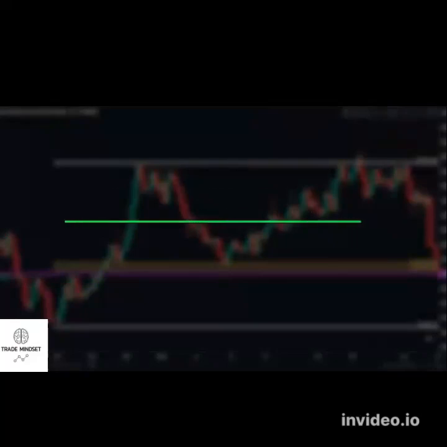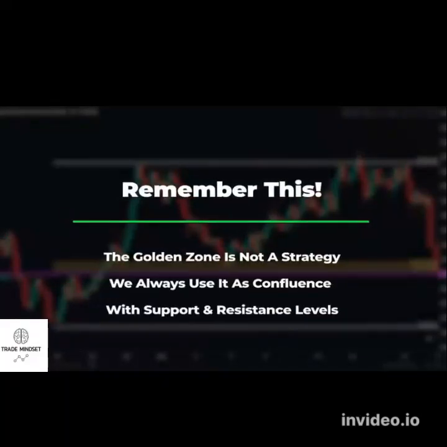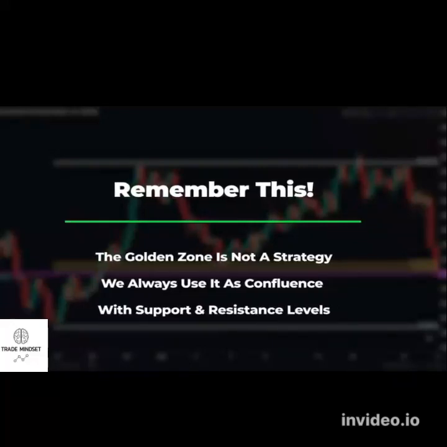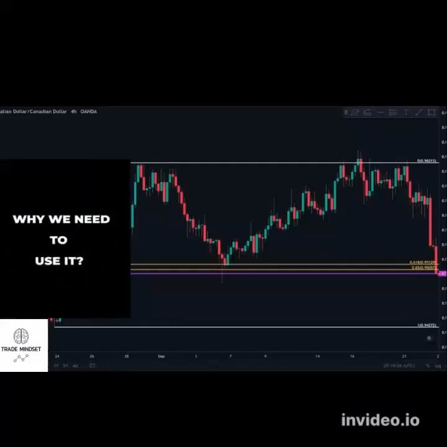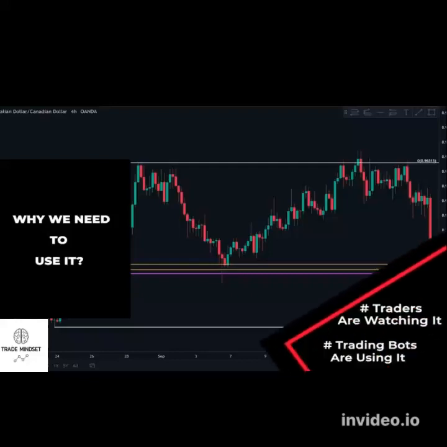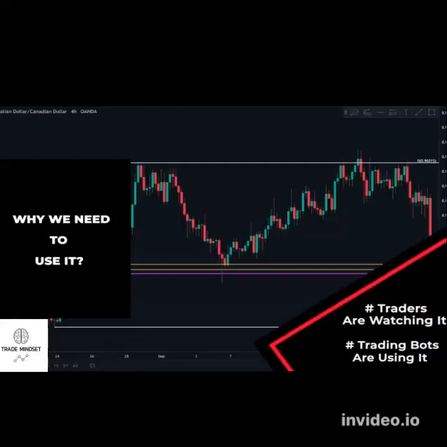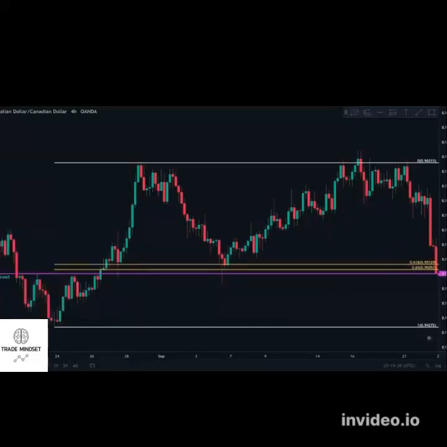Now, remember this. The CC zone is not a strategy by itself, meaning that we never take a trade by only using it alone. We always look for confluence with support and resistance levels and track the price action at these levels. So you might be wondering, why do we even need to use the CC zone? We need to use it because most traders have their eye at this level. Moreover, most trading is done by bots and algorithms, and they are programmed to take this level into consideration when making trading decisions. Let me show you how this concept is also working on the higher term timeframes.